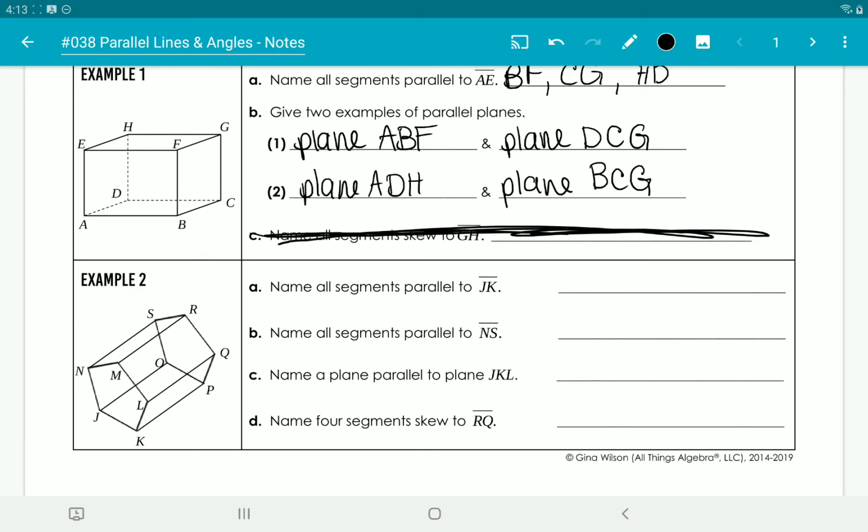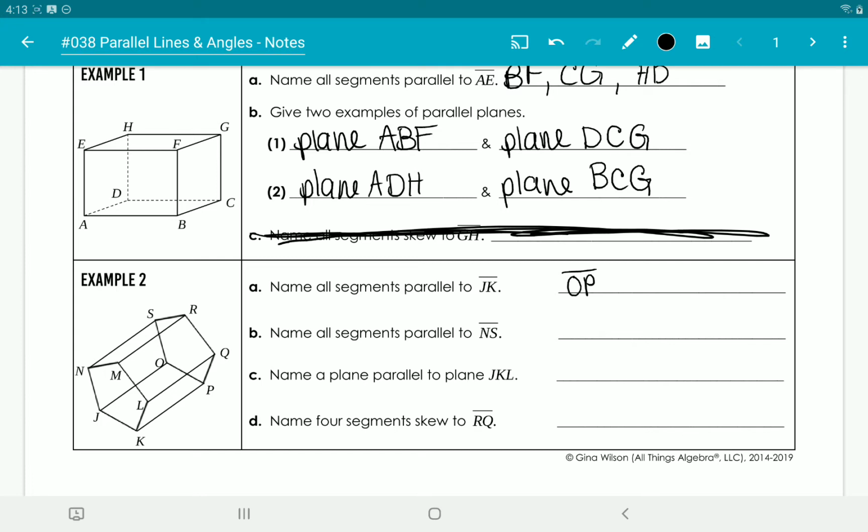So on example 2 here, we're going to name all segments that are parallel to JK. So JK is here. Again, all of them that are going in that same direction. Really, the only one going in the same direction would be this OP. This one is going in a different direction, so it's not going to meet it, but it's not in the same plane because it's not going the same direction, so it doesn't count. And the same with this one, it's going at an angle like that, so it's not the same angle, not going in the same direction, not in the same plane, so they would be considered skew.